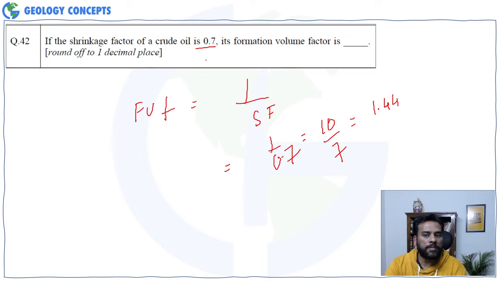So 1.44, so it will be one decimal place, it will be 1.4, right?